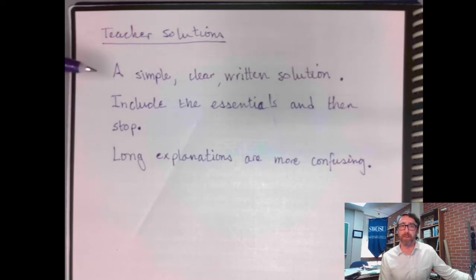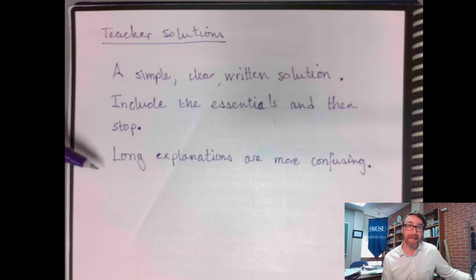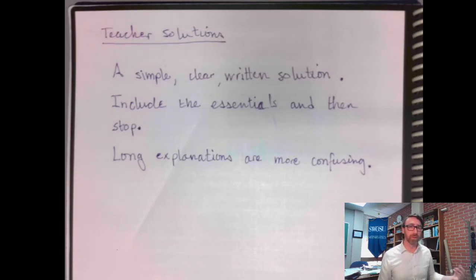So the criteria that I'm expecting to see if I ask for a teacher's solution is I want a simple, clear, written solution. Include the essentials and then stop. The reason we want things that way is that long explanations can actually be more confusing, especially when we're talking about word problems at the K-3 level. Let's tackle a few examples and work on some teacher solutions here.